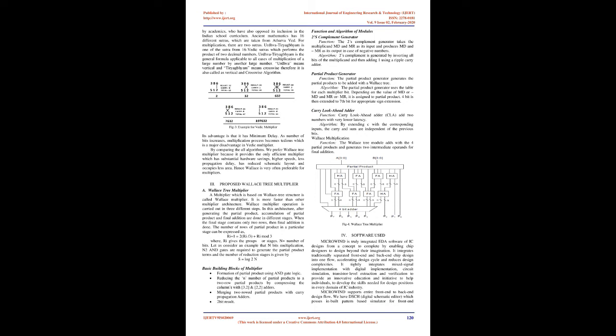Vedic multiplier. Vedic Mathematics is a book written by the Indian monk Swami Bharati Krishna Tirtha, published in 1965. It contains a list of mental calculation techniques claimed to be based on the Vedas. The calculation system mentioned in the book is also known by the same name or as Vedic maths. It is characterized as Vedic mathematics and has been criticized by academics, who have also opposed its inclusion in the Indian school curriculum. Ancient mathematics has 16 different sutras, which are taken from Atharva Veda. For multiplication, there are 2 sutras.